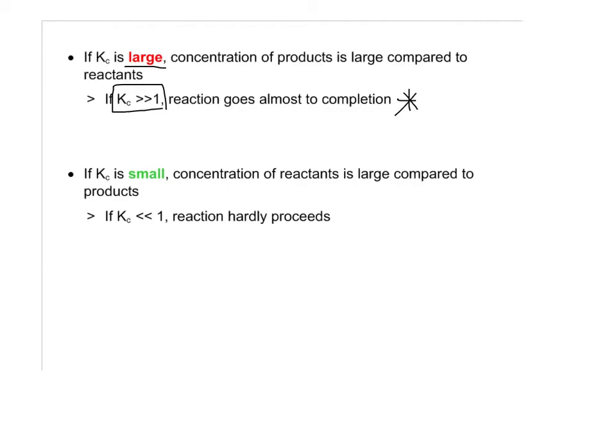If Kc is small, that means the concentration of the reactants is large compared to the products, because again, we've got products divided by reactants. If Kc is really, really, really small, so much, much less than 1, it means we have almost all reactants, very few products. The reaction hardly proceeds.